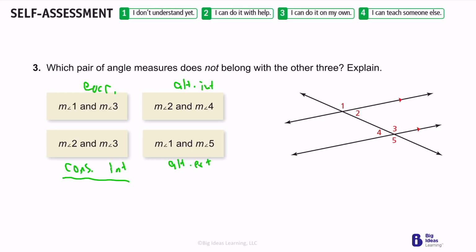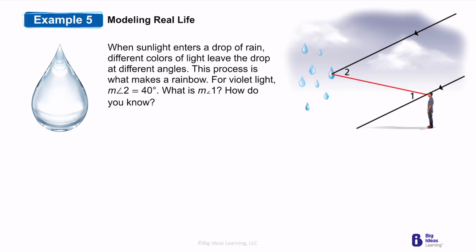Remember your theorems. So corresponding is congruent. Alternate interior is congruent. And alternate exterior is congruent. This one is supplementary. So of these 4 pairs, it's the only one that's not congruent. So this would be your answer.